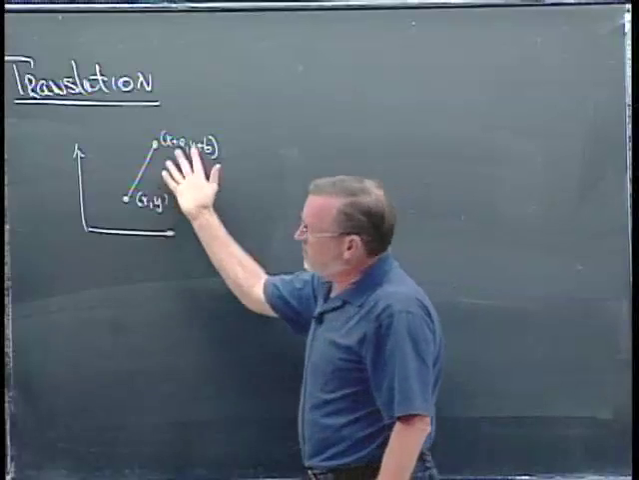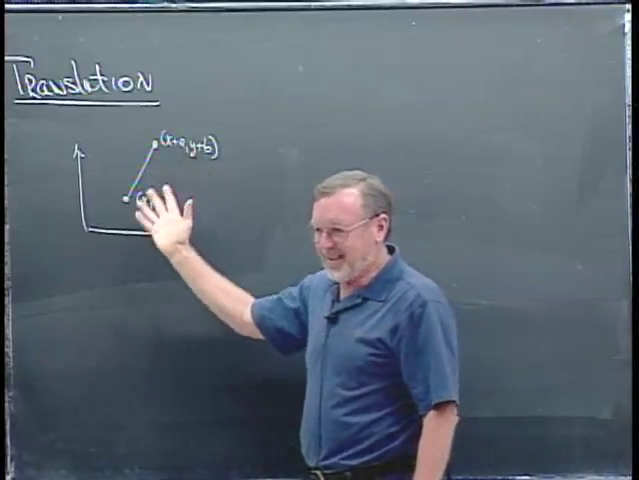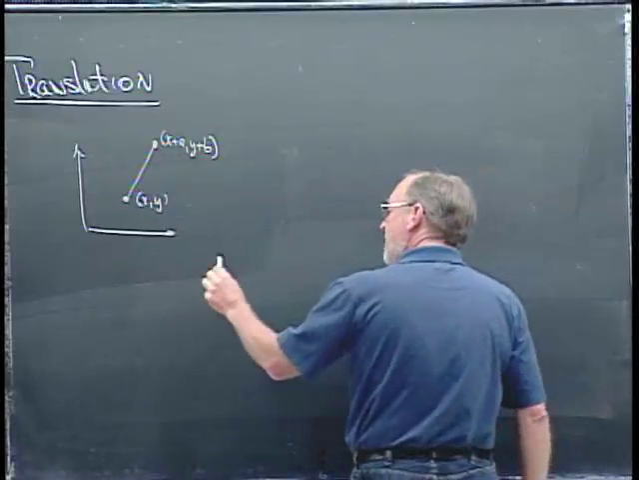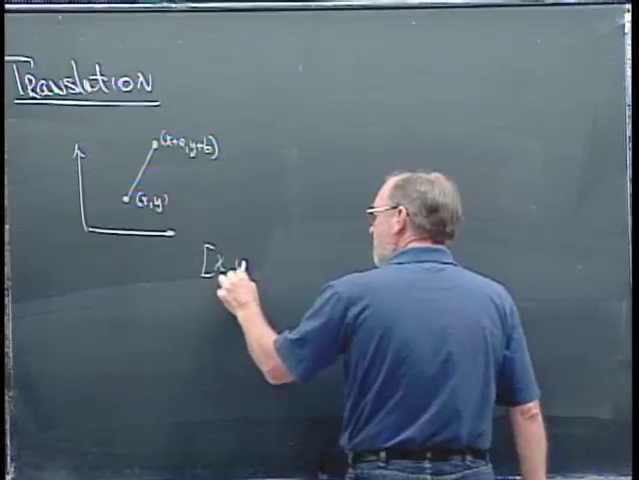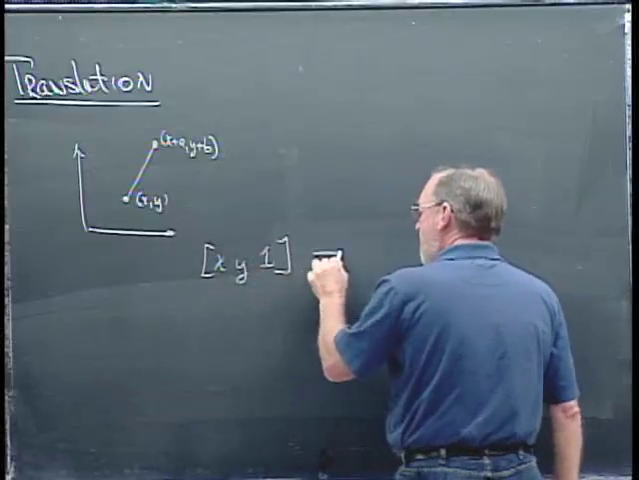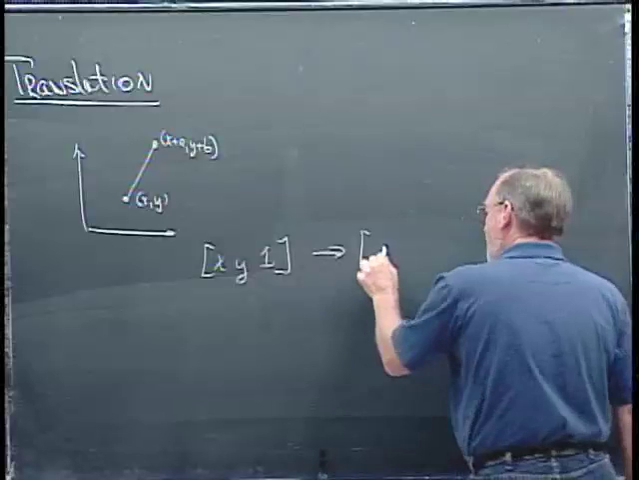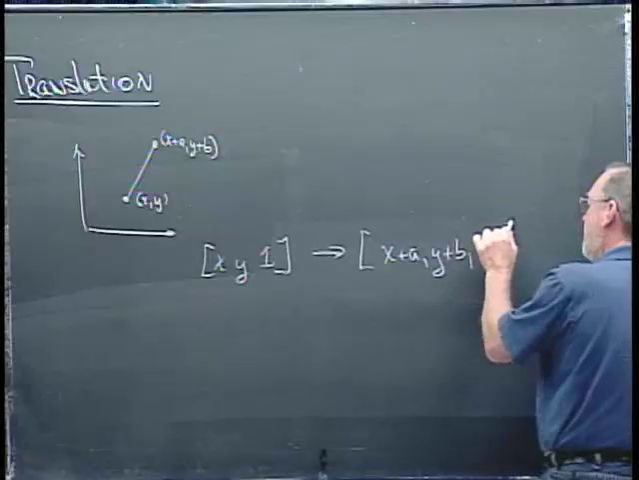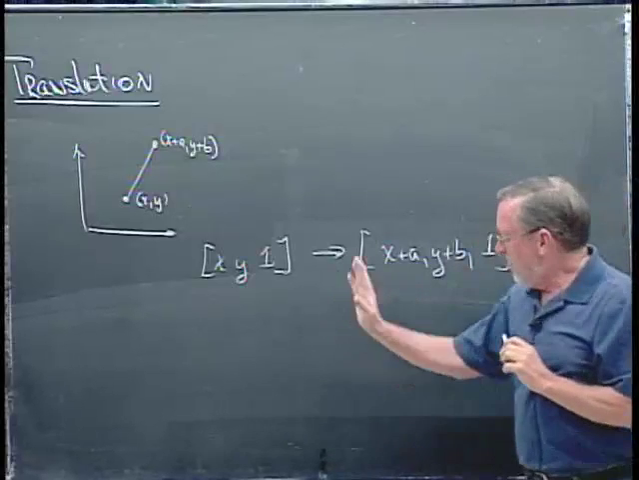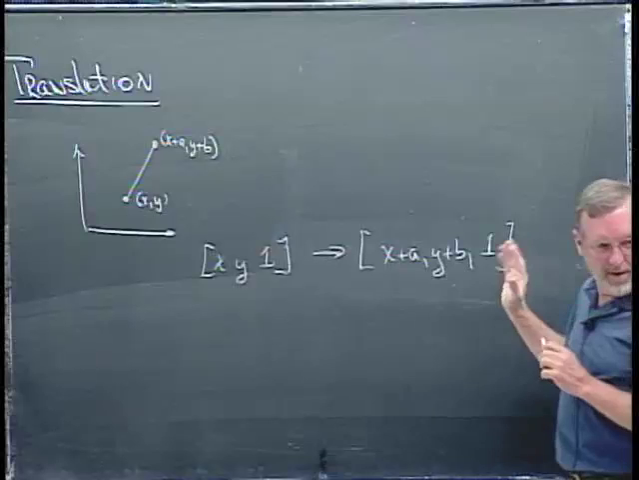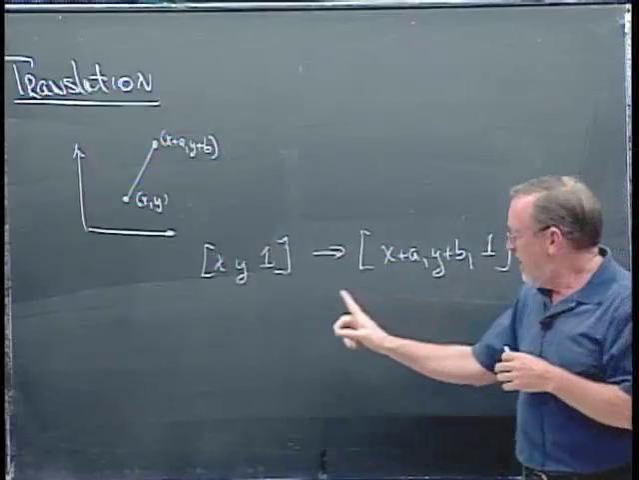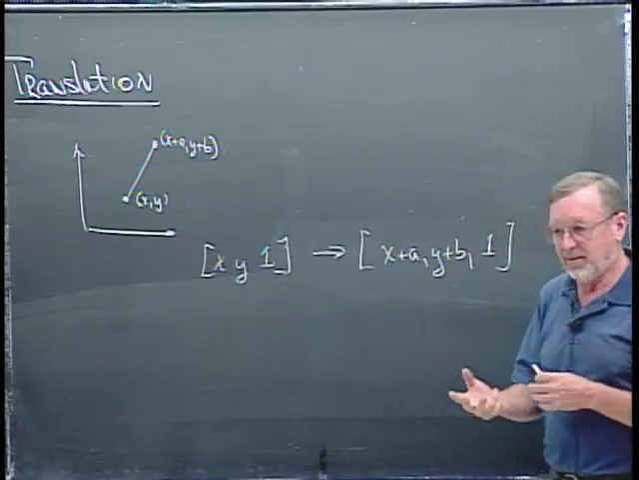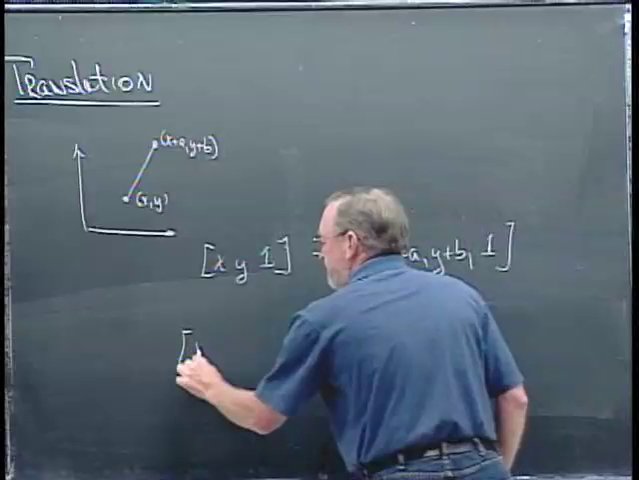But how is this accomplished in a nice way? What we want is to take a point, x, y, z, 1, and translate it, make it into a point x plus a, y plus b, 1. Okay? Remember, I've got these other things out here, but I'm going to forget them for a minute. How do you make this go? Well, you use a 3x3 matrix. Okay? And it looks like this.